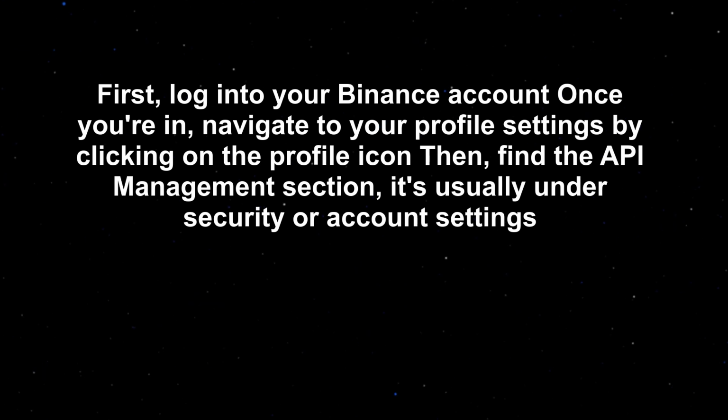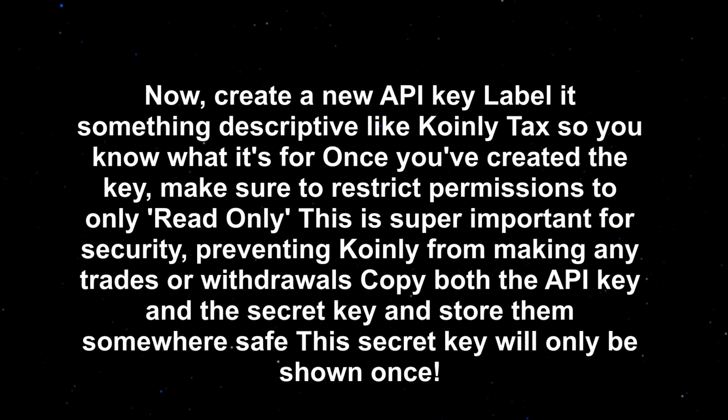Once you're in, navigate to your profile settings by clicking on the profile icon, then find the API management section. It's usually under security or account settings. Now, create a new API key. Label it something descriptive like Koinly tax so you know what it's for.